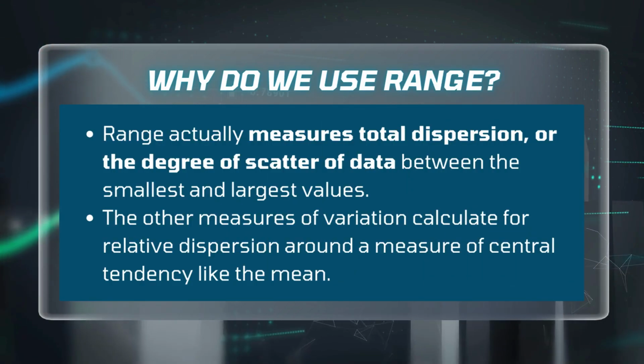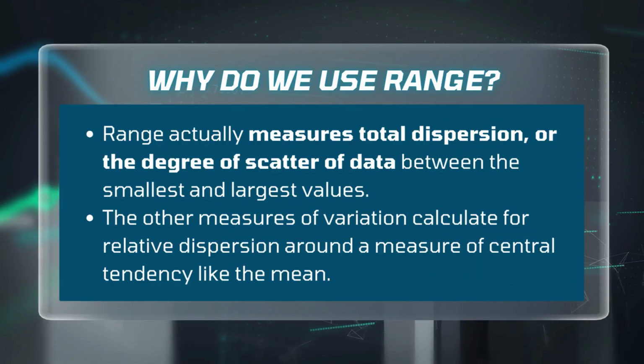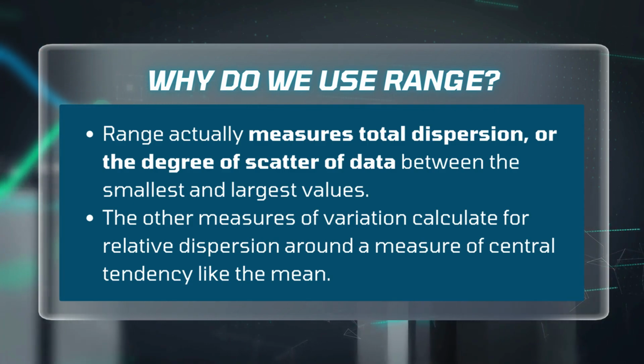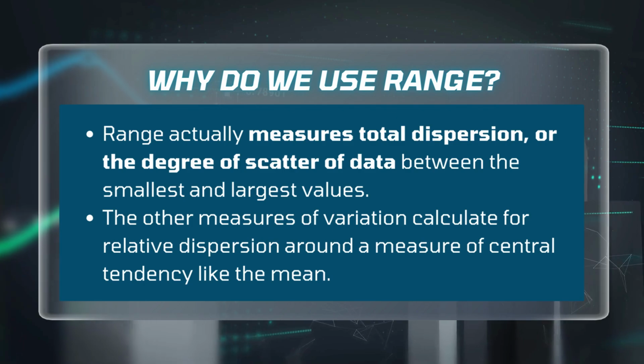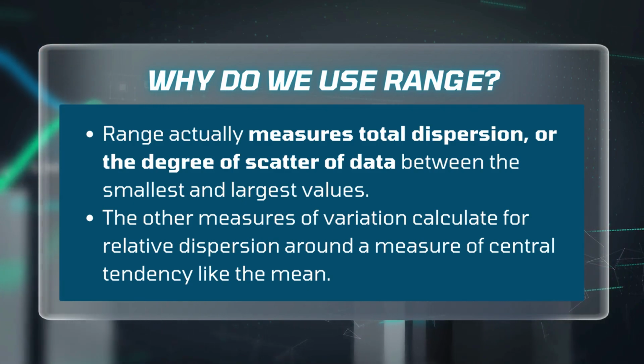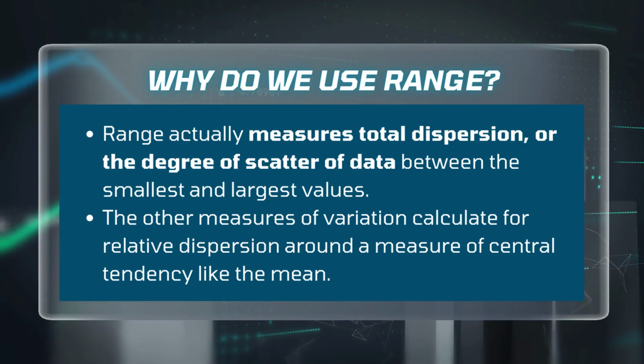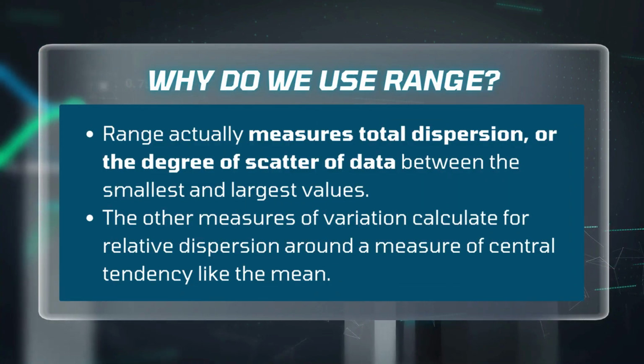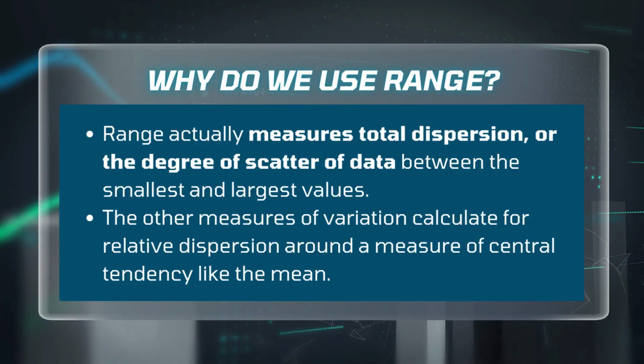Why do we use range? Unlike the other measures of variation, range actually measures total dispersion, or the degree of scatter of data between the smallest and the largest values. The other measures of variation calculate for relative dispersion around a measure of central tendency like the mean.